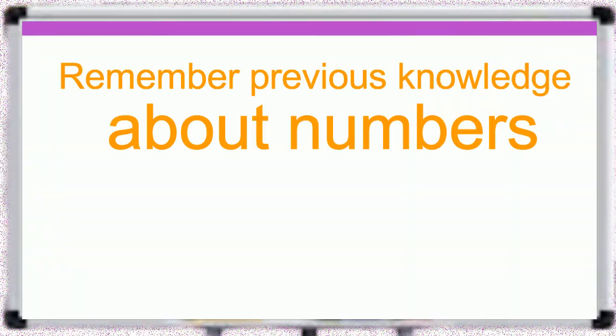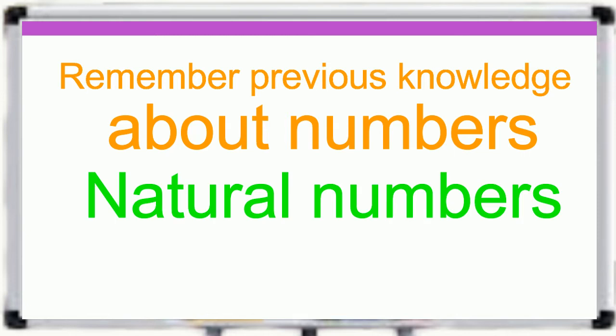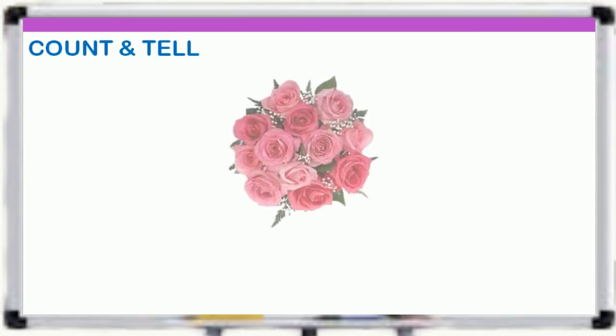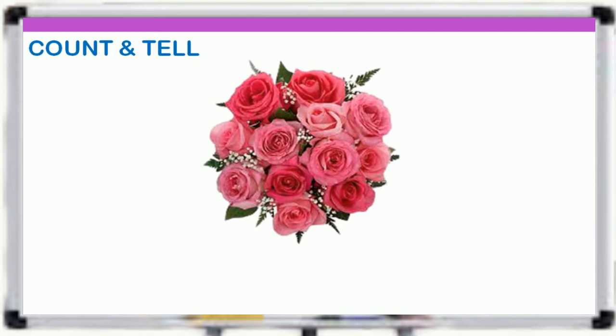In your previous class, 6th class, you learned about natural numbers and whole numbers. In this video, you learn about integers and 4 basic operations on integers. So here I show some objects. Your task is to count and tell. Bunch of flowers. Count the flowers and tell the number.